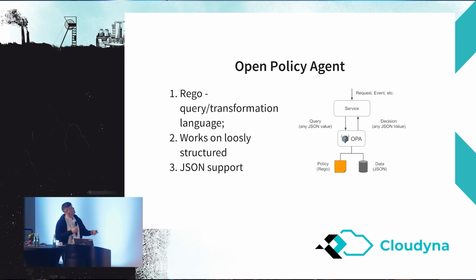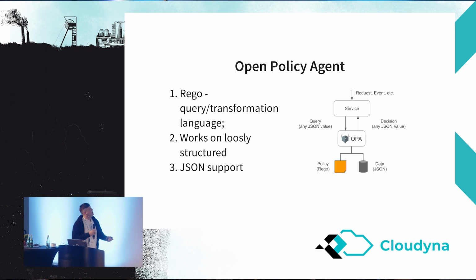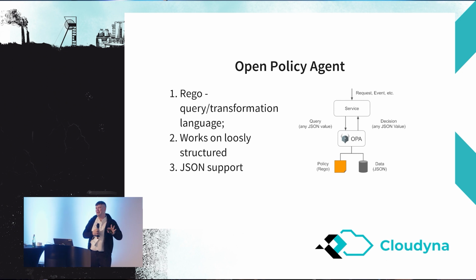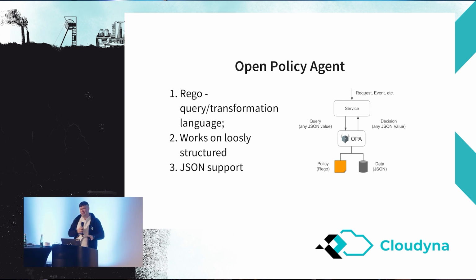So we have a service. We handle a request. We are sending the input to OPA as JSON. We are running it against a policy, which is Rego, and we are returning JSON as well. So this is unstructured input, unstructured output. I mean, loosely structured, because it's JSON, it's not text. And it gives us a lot of flexibility, and it does not constrain us.